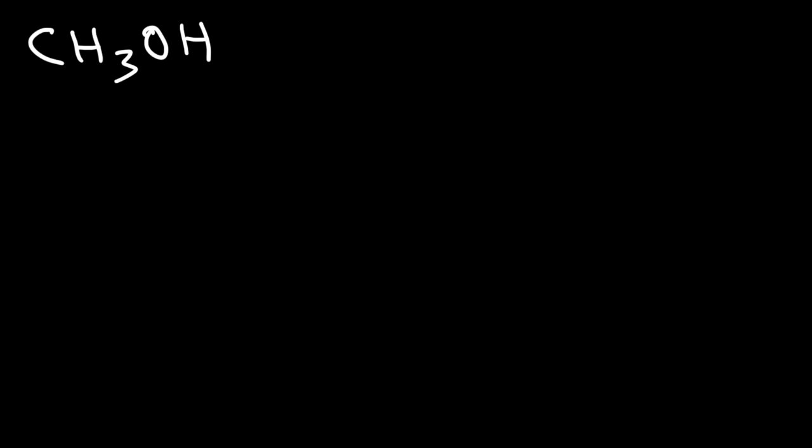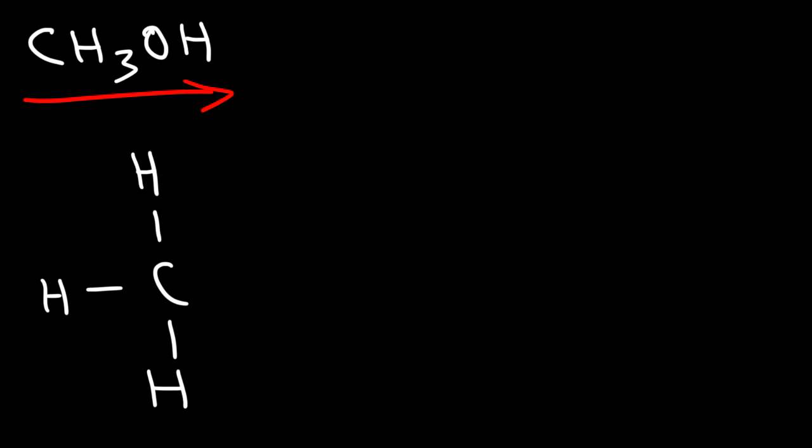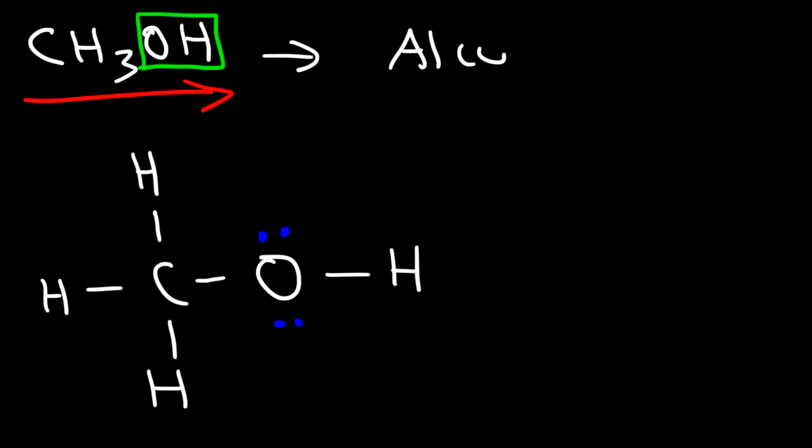So starting from the left, we have a carbon atom that is attached to 3 hydrogen atoms, each of which can only form a single bond. Now we do have an oxygen atom, and if you recall, oxygen likes to form 2 bonds, and it's going to have 2 lone pairs. So that's how we can draw the Lewis structure for this molecule. And whenever you see an OH group at the end, the functional group is known as an alcohol.